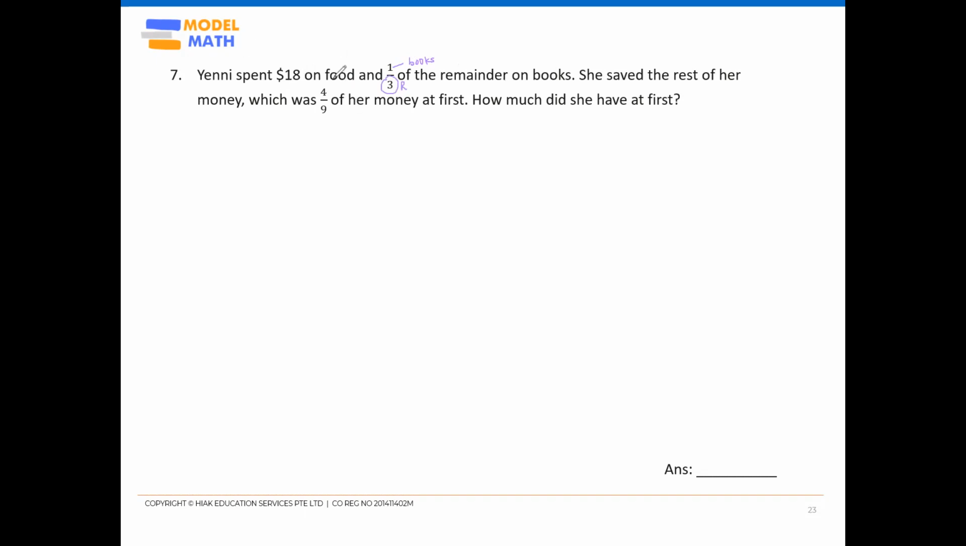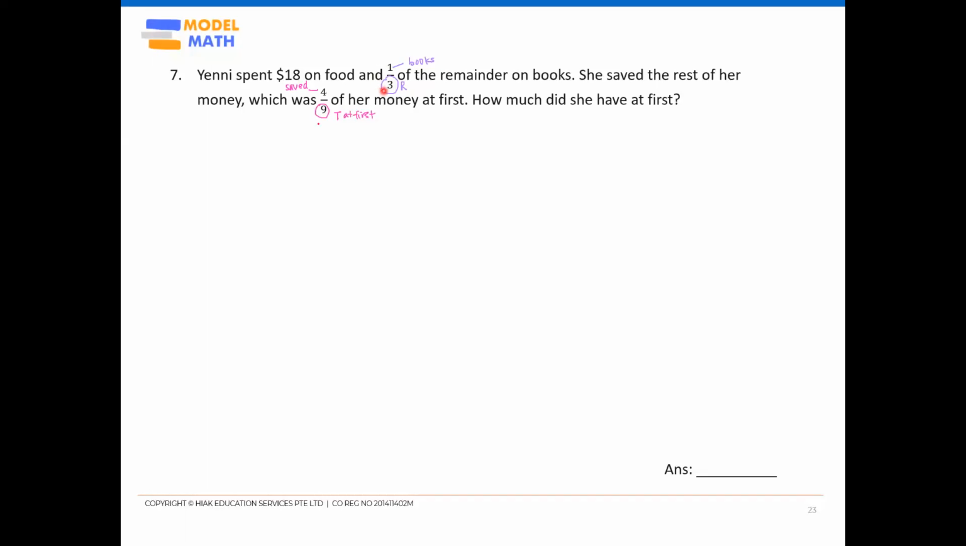Okay, and we're going to do the same for the next fraction, 4 out of 9. She saved the rest of her money, which was 4 out of 9 of her money at first. So this 4 will be the save. What about this 9? Which was 4 out of 9 of her money at first. Of her money at first, meaning to say this 9 units will be the total at first.